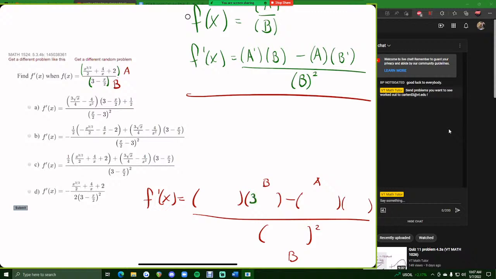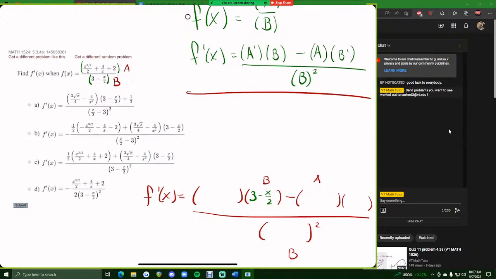So b is the denominator, 3 minus x over 2. A is that entire, let's see if I can squeeze it in, x to the 3 over 2 divided by 2 plus 4 over x plus 2. And then b on the bottom is 3 minus x over 2, and then the whole thing is being squared. Now all we need is a prime and b prime.